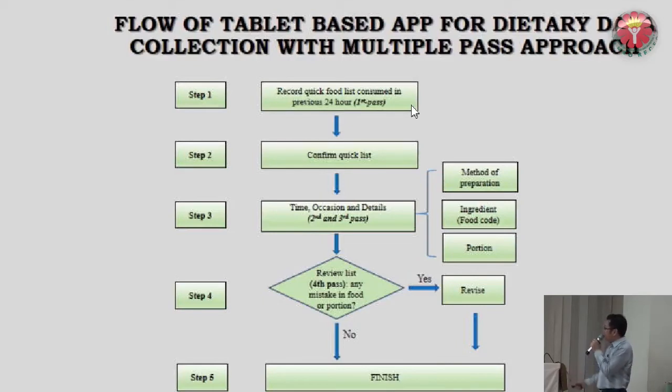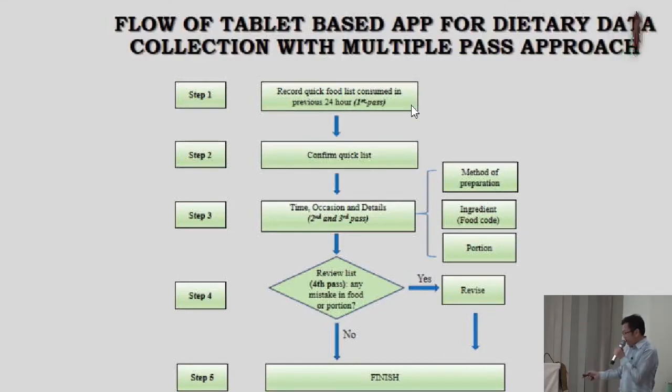The last one is pass 4, the last pass, where we confirm every detail. You check and ask, is there anything you missed? And we try to improve here. If something is missing, we have a chance to revise it. In the previous application that I showed you, we had a problem to revise it because everything is locked. Here we give room for improvement. So when you mix something or make a mistake somewhere, we allow it to be revised. And then if there is no mistake, we go to the last step, which is finished.